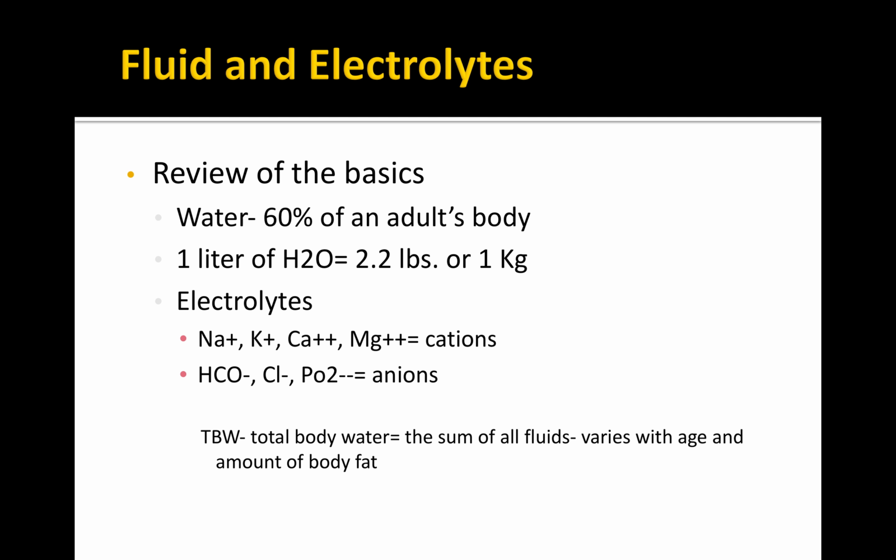And then I also wanted just to point out, I do have it on there. 1 liter of water is about 2.2 pounds or 1 kilogram. And then in looking at our electrolytes, we know that the positive ones are called cations. That's just a review of some of the chemistry that you've already had. And hydrochloride, chlorides, and PO2 are actually considered anions, and they have a negative charge.